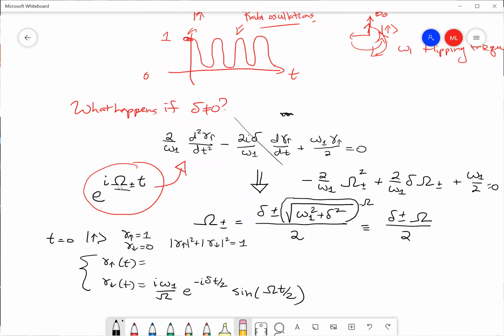So you get a sine omega t over 2. So that ensures, that's the combination of exponentials, right? That ensures you get that gamma down is 0 at time t equals 0. And over here we get e to the I delta t over 2 over omega. And here we get omega cosine omega t over 2 minus I delta sine delta t over 2.